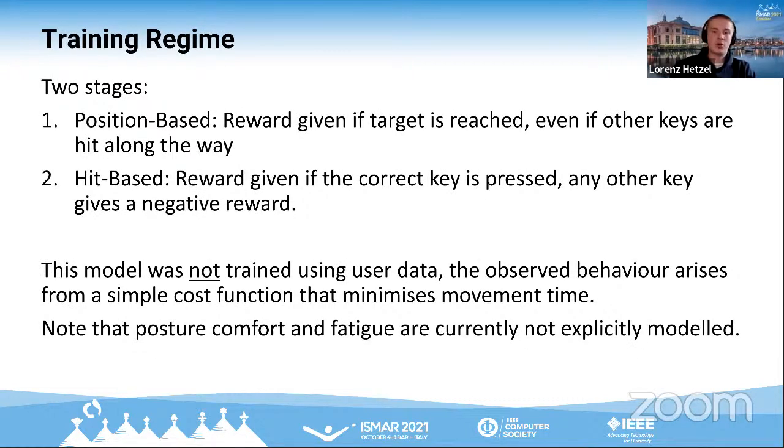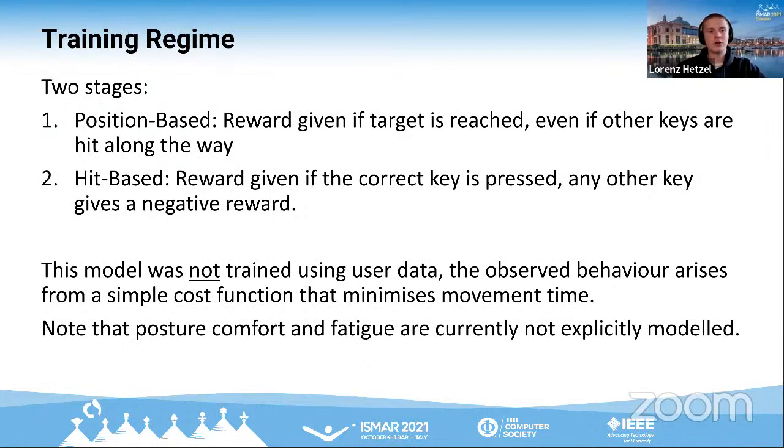Now that we actually have a model, how do we actually train it? The most naive approach would be to just give a reward if the correct key is hit. Unfortunately, we found that this doesn't converge. So what we have ended up with is a 2-stage training regime. At first, we train with a position-based reward. That means the reward is given as long as the target key is reached within a certain time limit, even if other keys are hit along the way.